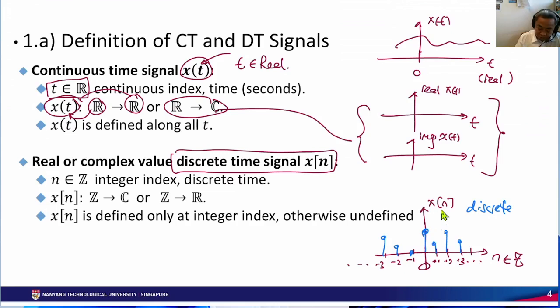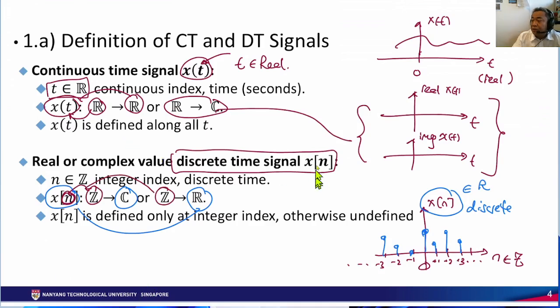The value of x of n itself is still real, meaning that x of n is still a real number, or actually can be a complex number. The index, little n here, must be an integer. Okay, so this is the difference between the continuous time and the discrete time signal. We are talking about the horizontal axis being t real, or n being discrete. Now you might ask, what are the values in between 0, 1, and 2? And the answer is undefined.